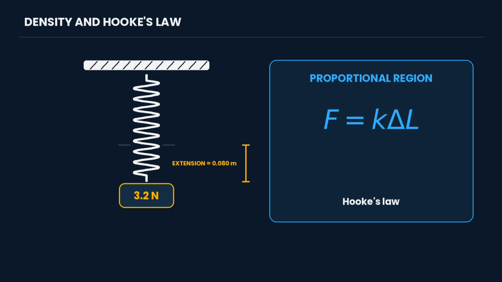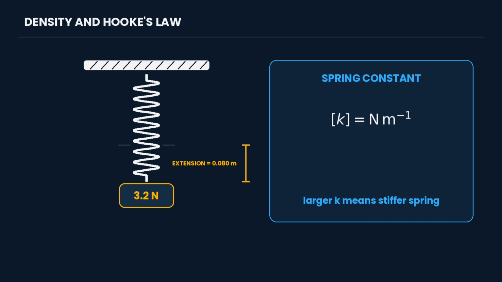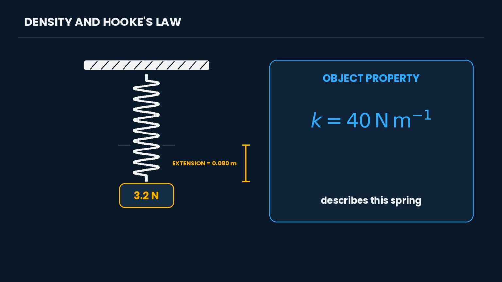In the proportional region, Hooke's law says that F equals K delta L. The spring constant K is in newtons per meter. Larger K means a stiffer spring. Here K is 3.2 divided by 0.080 or 40 newtons per meter.